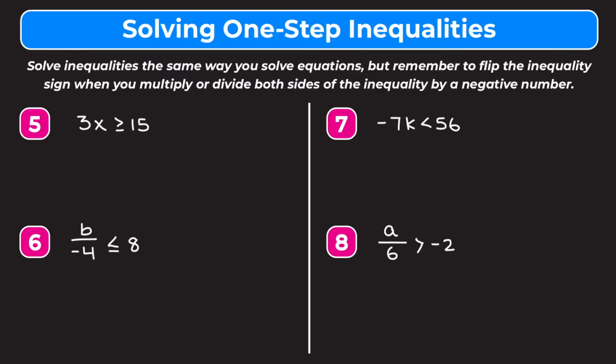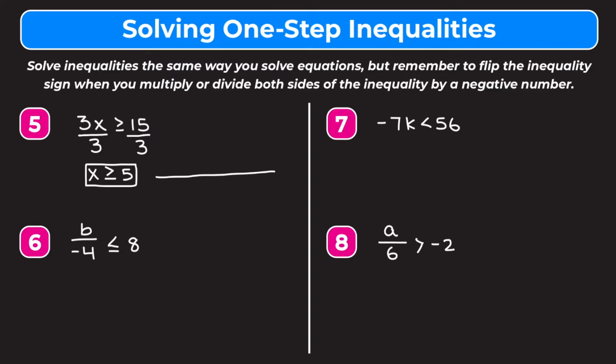So example 5 is 3x is greater than or equal to 15. We're going to solve this the same way as we solve an equation. So 3 is being multiplied by x, so to get rid of it, we have to perform the inverse or opposite operation, which is division. Anything we do to one side, we need to do to the other side. So we need to divide both sides of our inequality by 3. On the left side, 3 divided by 3 is 1, so we're left with 1x, which is just x. So x is greater than or equal to, and on the right side, 15 divided by 3 is 5. So we get that x is greater than or equal to 5.